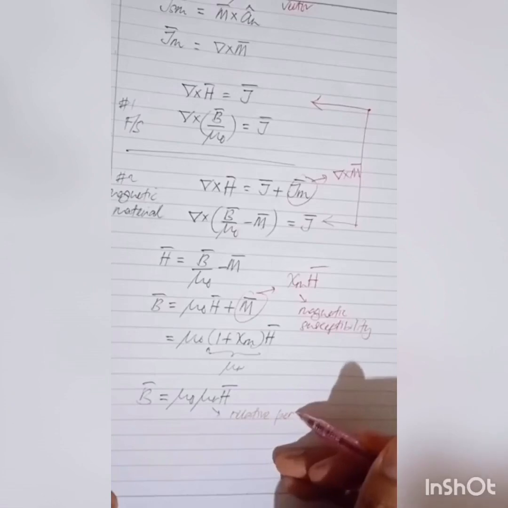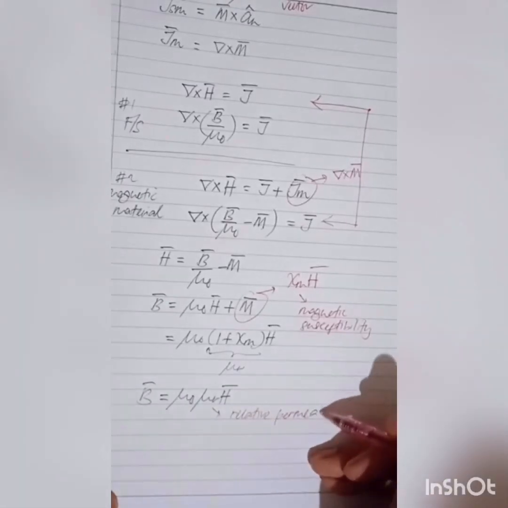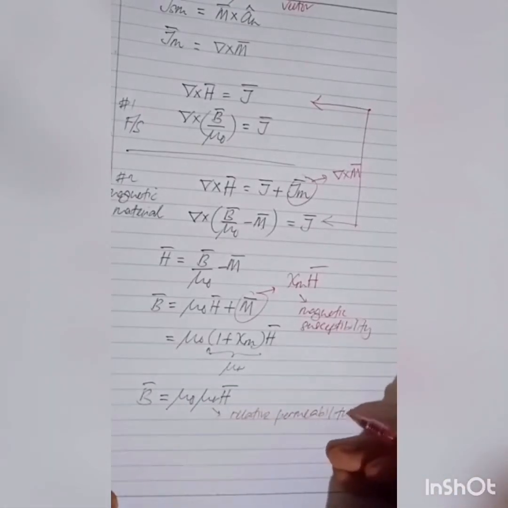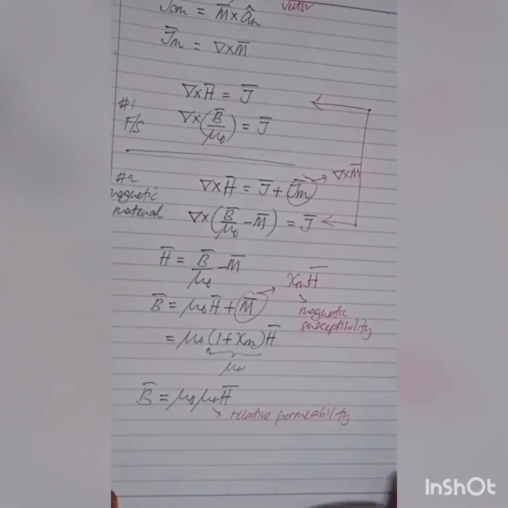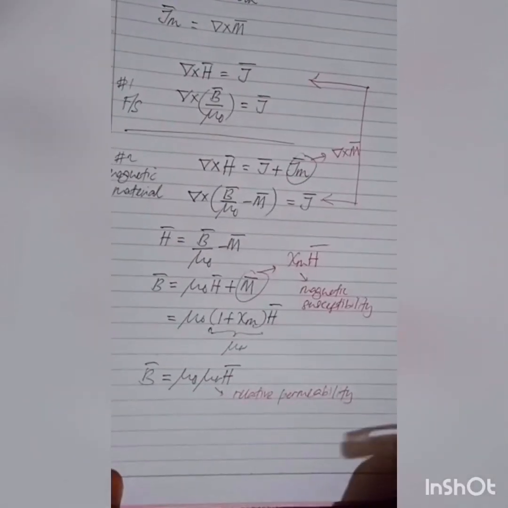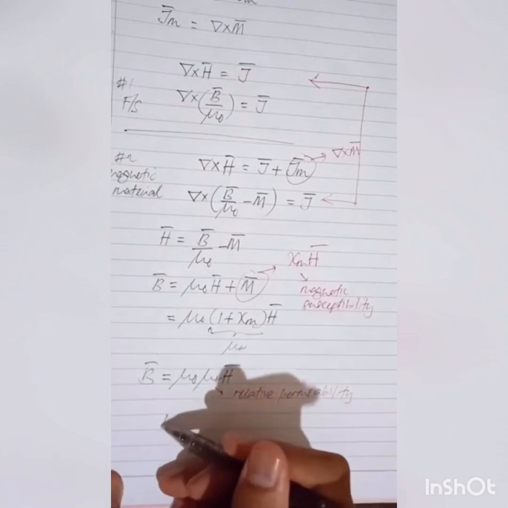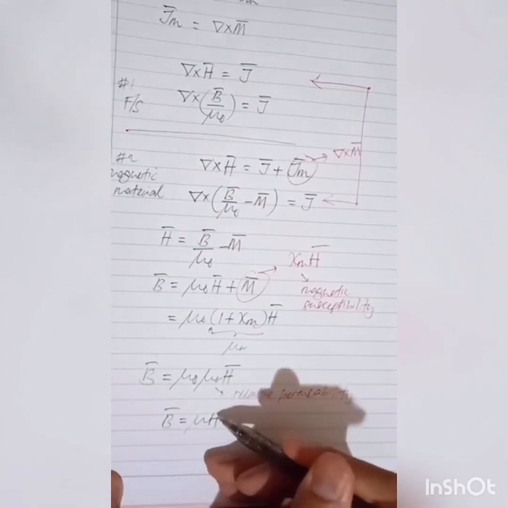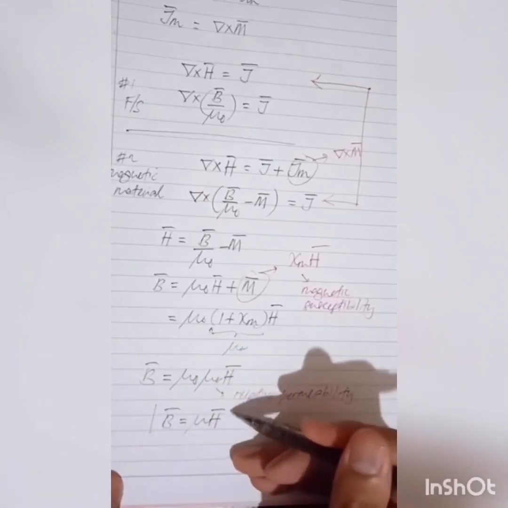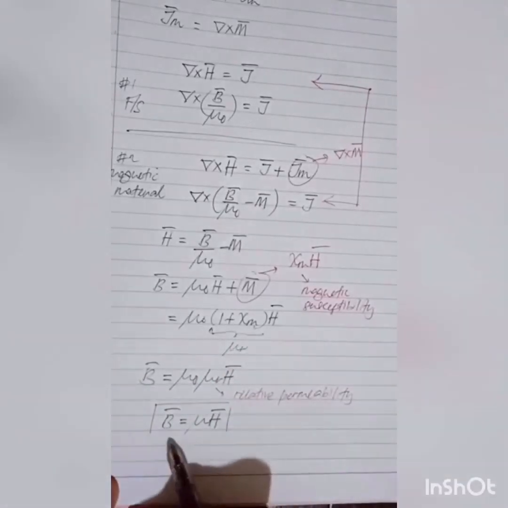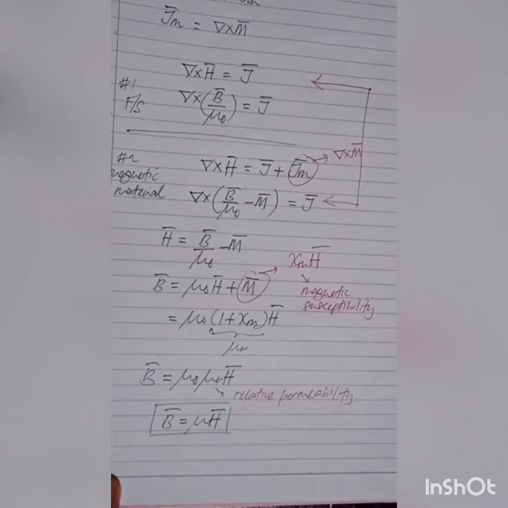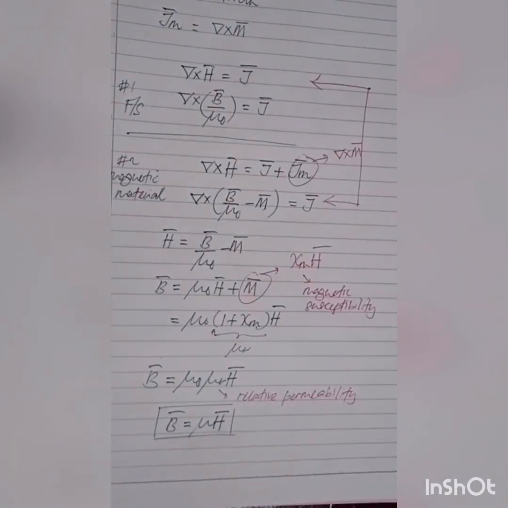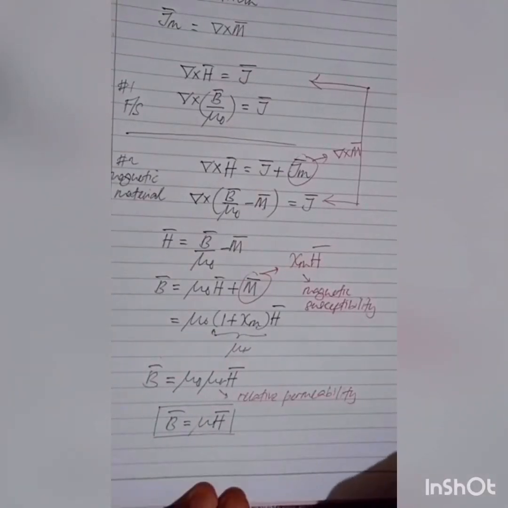Relative permeability. Or we can also simplify the expression of B, which is equal to B equals mu H, that we always see right before. So how do we convert this B to H or H to B? This is the relationship between these two parameters.